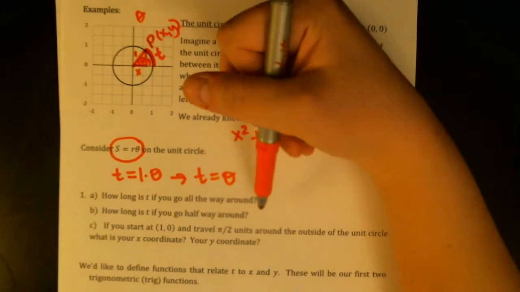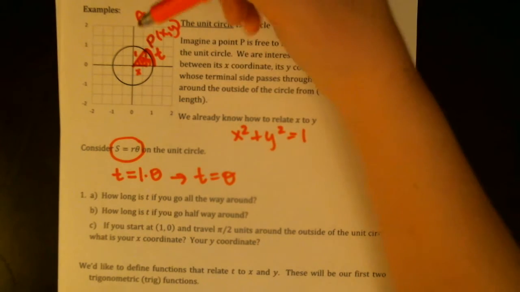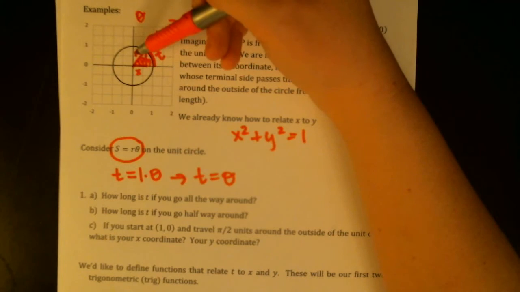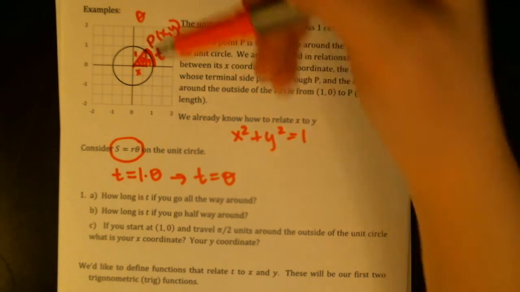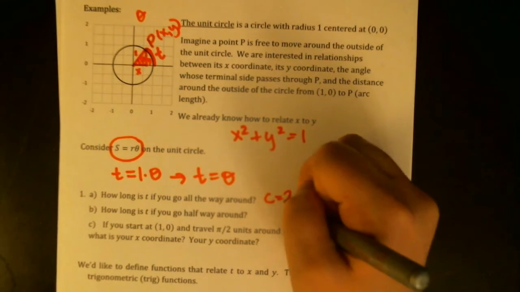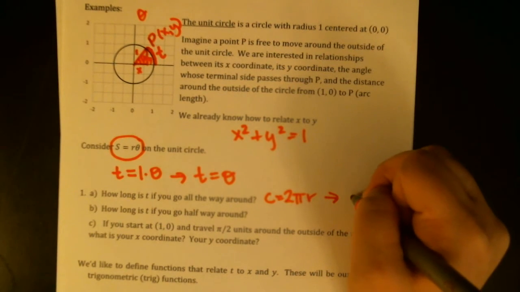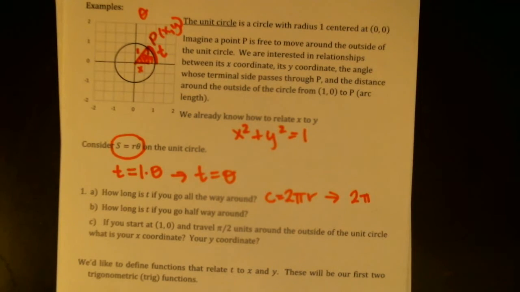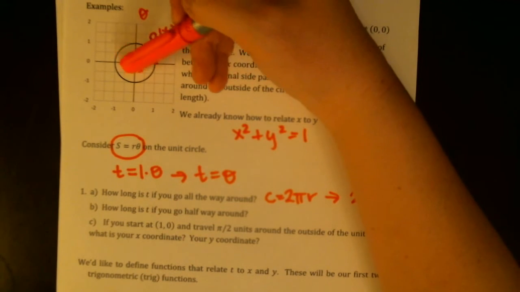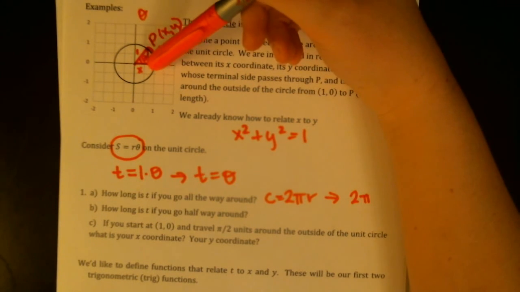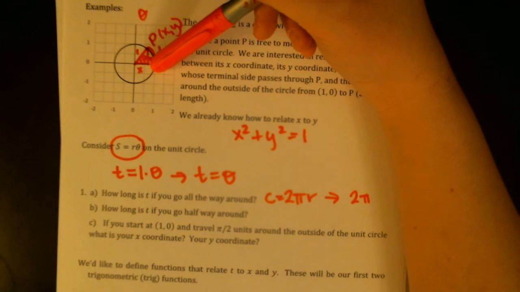So for example, if you go all the way around the circle, this is a circle of radius 1, and remember circumference is 2 pi r. Since our radius is 1, the circumference is just 2 pi. So just like we would get radian measure 2 pi on a rotation that took us all the way around, if we measure distance around the outside of the circle, 2 pi lands us in the exact same spot.